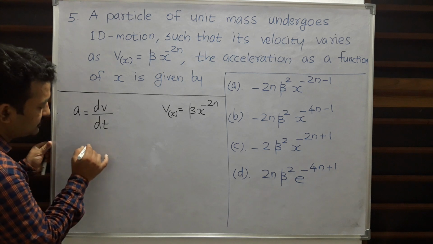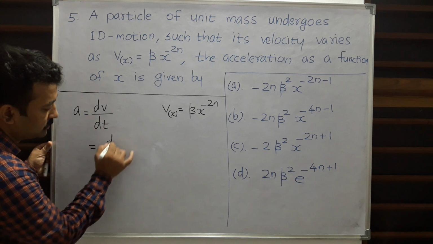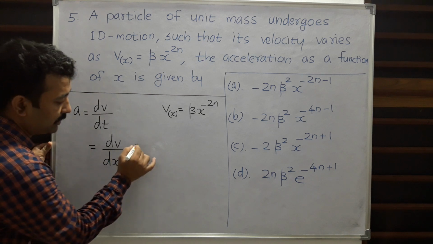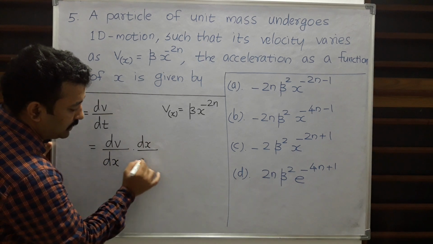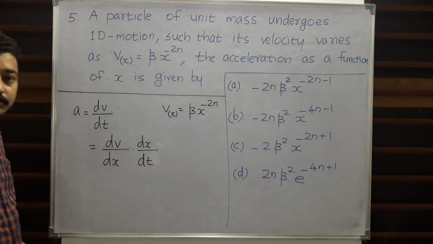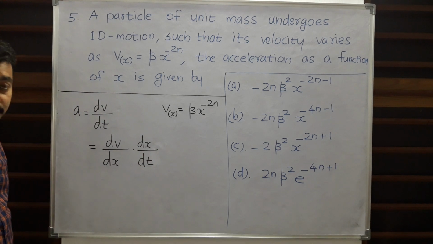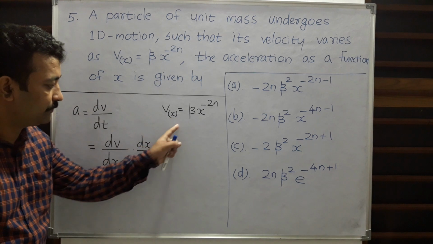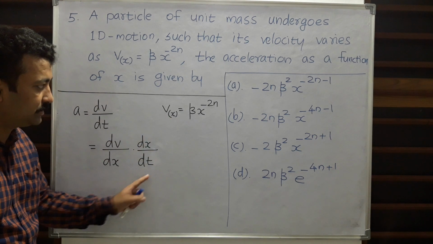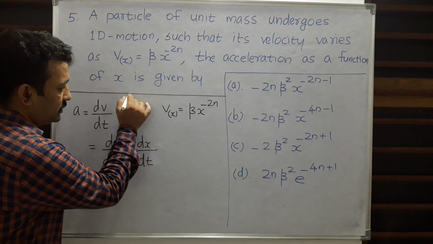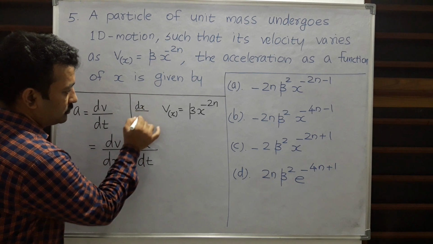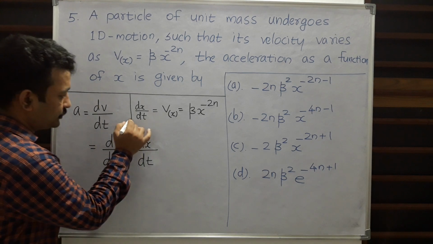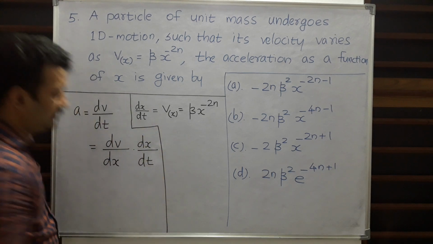What I can do is, I will write this one as dv divided by dx multiplied by dx divided by dt. Now this becomes simple for us because we have got dv divided by dx. We can find that one from here. And dx by dt. What is dx by dt? Dx by dt is nothing but that is velocity. This is velocity itself.